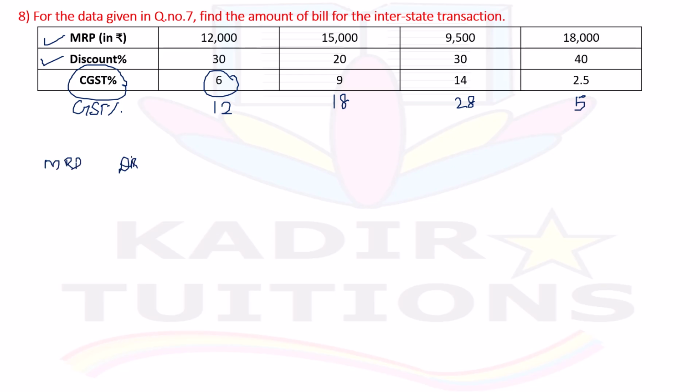So as we did in question number 7, we are going to put the MRP, and then the discount amount we will find by using these percentages. So for the first item it is 30%, and for the second item 20%, like that. And then we will get the discounted value. From the discounted value only we are going to calculate the GST percentage. So it's exactly the same as the 7th problem, so I don't want to repeat it. If you want, refer to video 3 of the GST series. We'll move on to the next question.